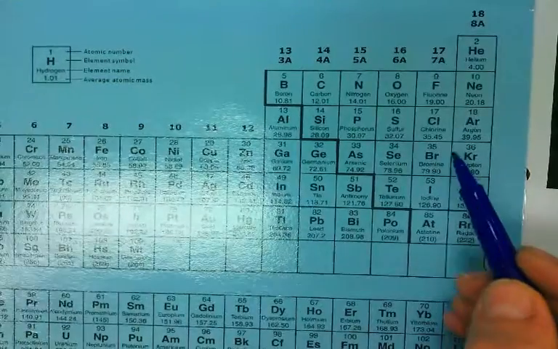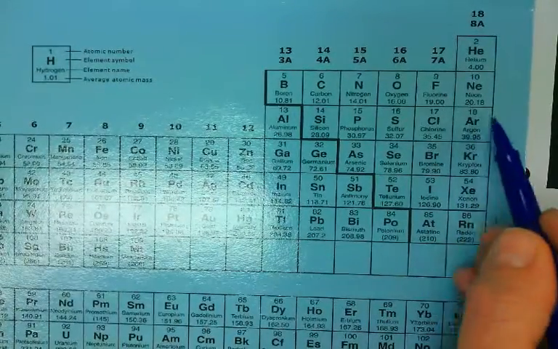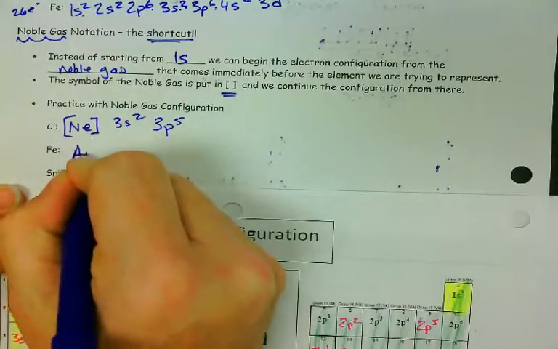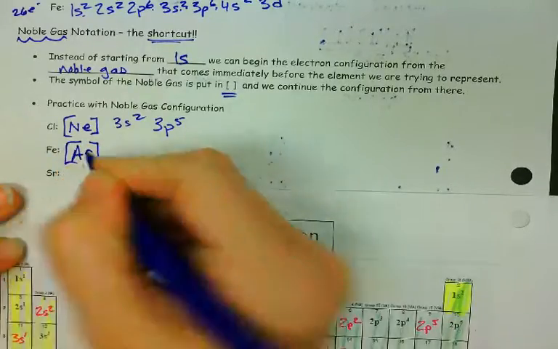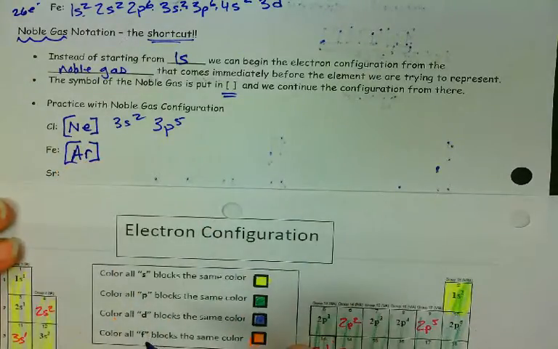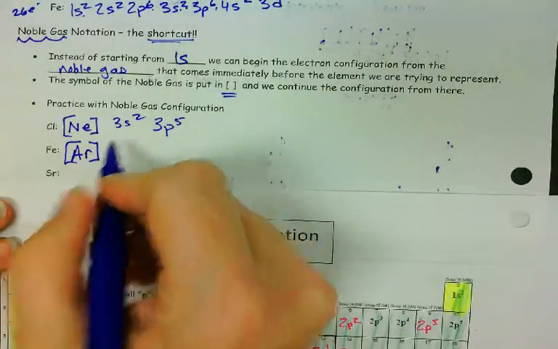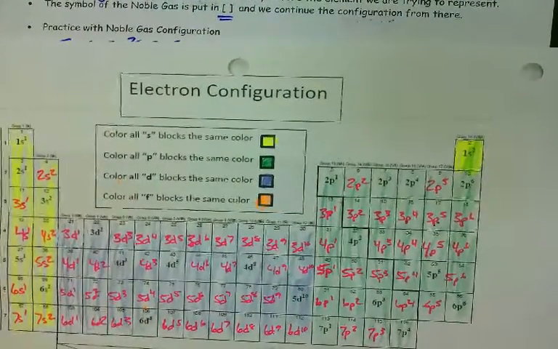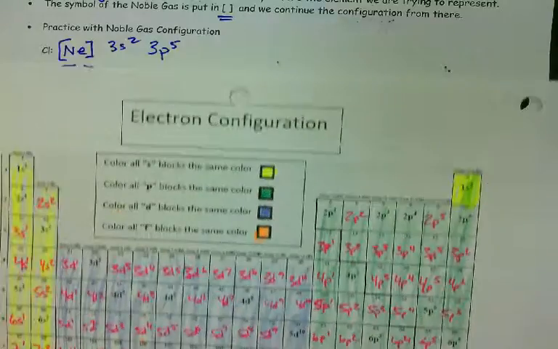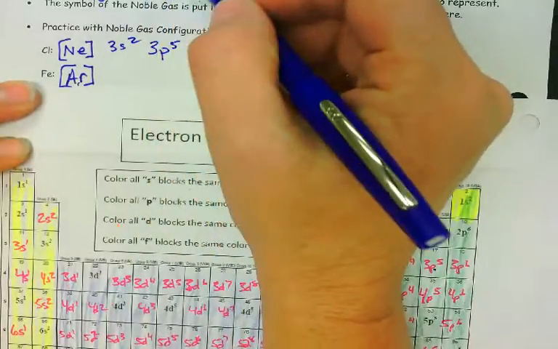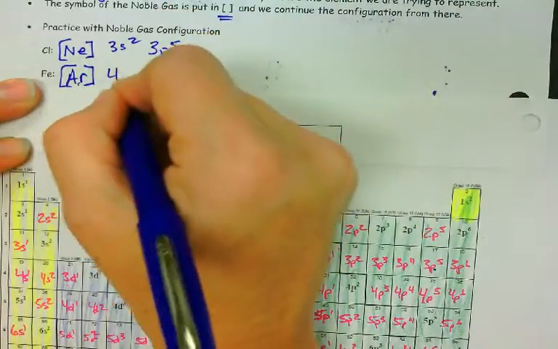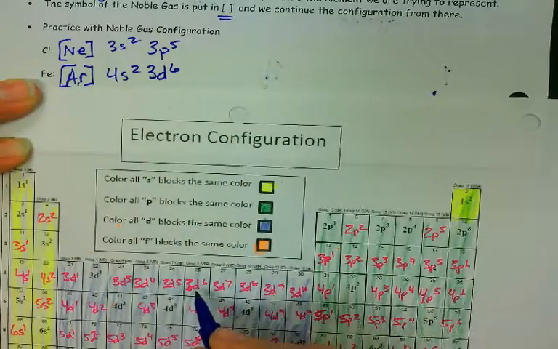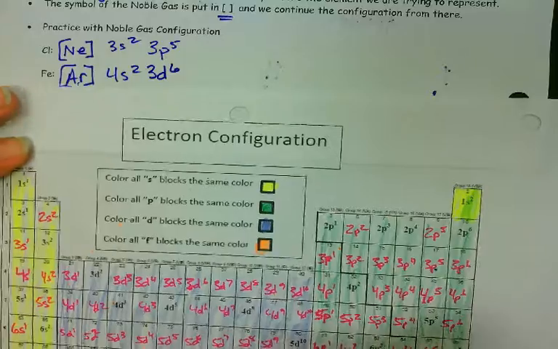You look backwards and you see that the noble gas that comes before it is argon. Okay? So you're going to take that argon and put it in a bracket. Remember, one capital letter and a small letter. Do not capitalize both of them. It means something different. So then I got to write down what's after that. So if you're looking at your chart, okay, we are trying to get to iron. So everything that's after argon would be 4s2 and then 3d6. Okay? Because it is number 26 for iron.